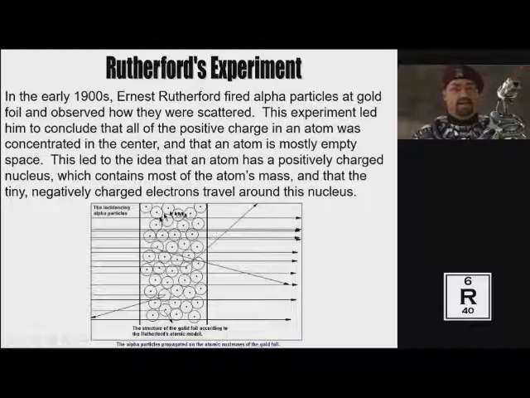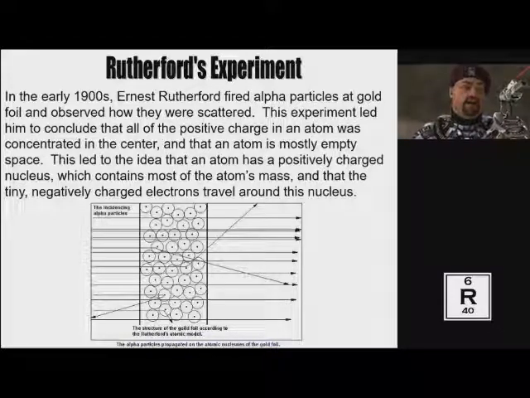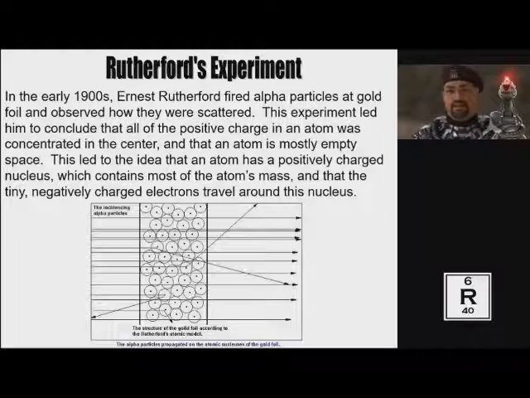So this changed the model, changed the idea that J.J. Thomson proposed into this more current view of the structure of an atom. J.J. Thomson is still very important in the field of chemistry, because he's the first person to propose that there were electrons in the first place.